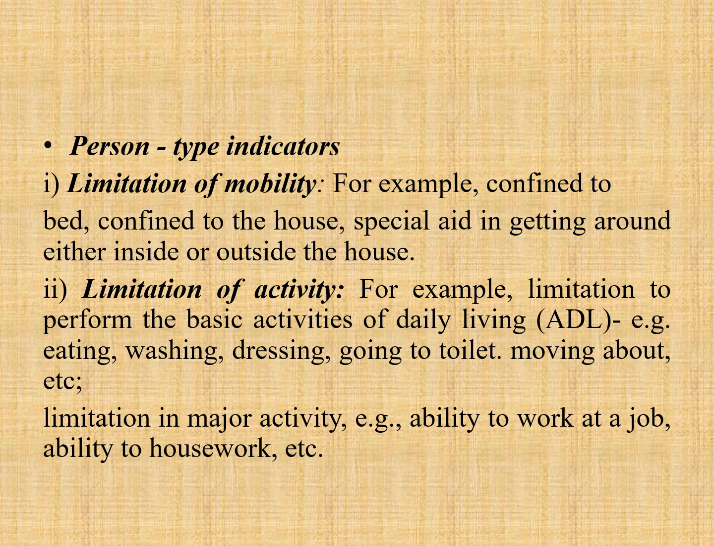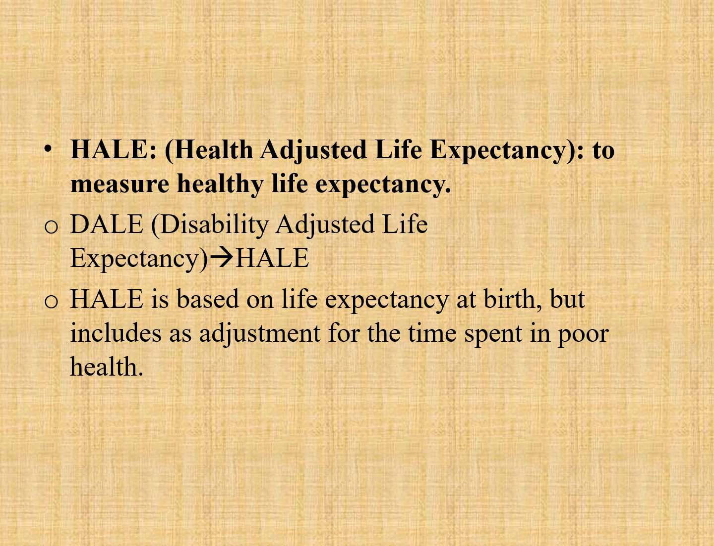These could be eating, washing, dressing, going to toilet, etc. And limitation in the major activities means number of days a person is unable to go for his job or do the household work. So all these are disability indicators. So let's see different types of disability indicators.